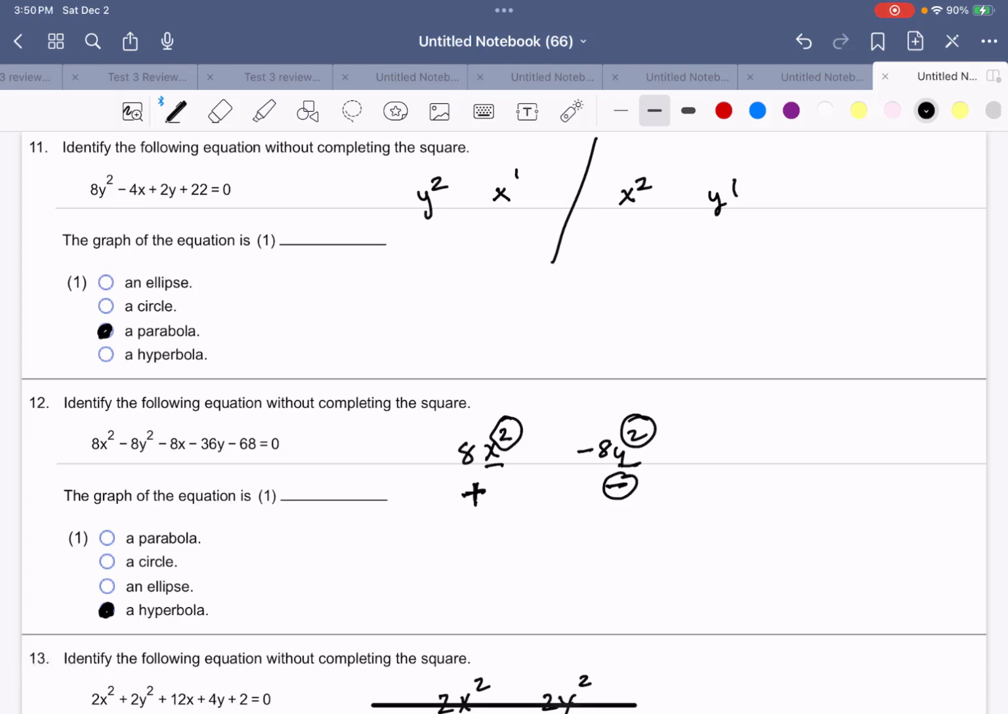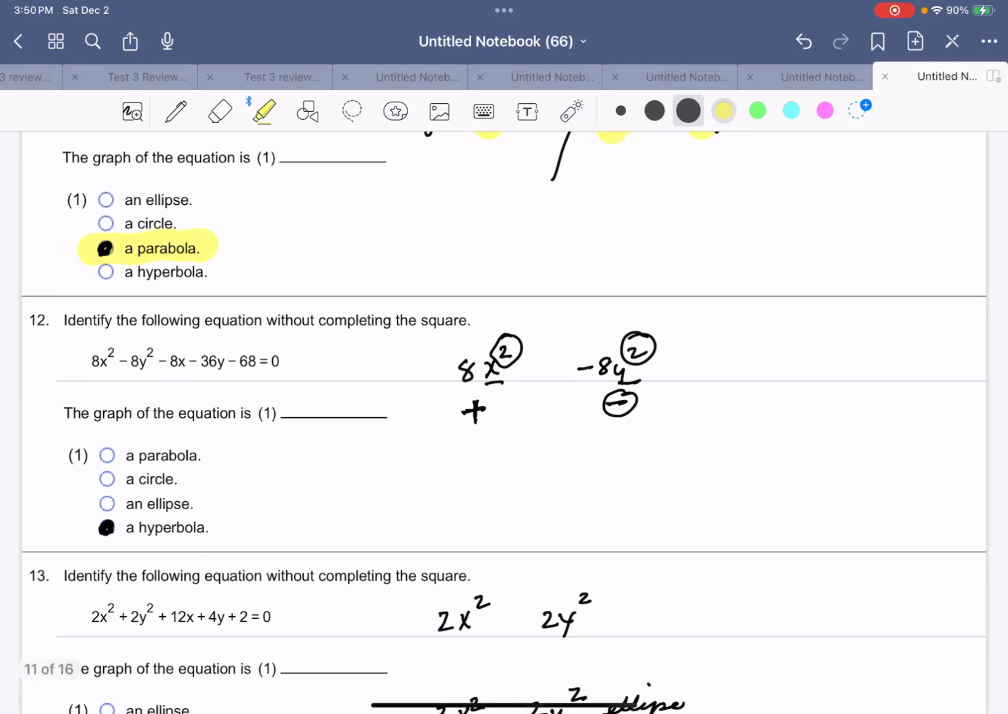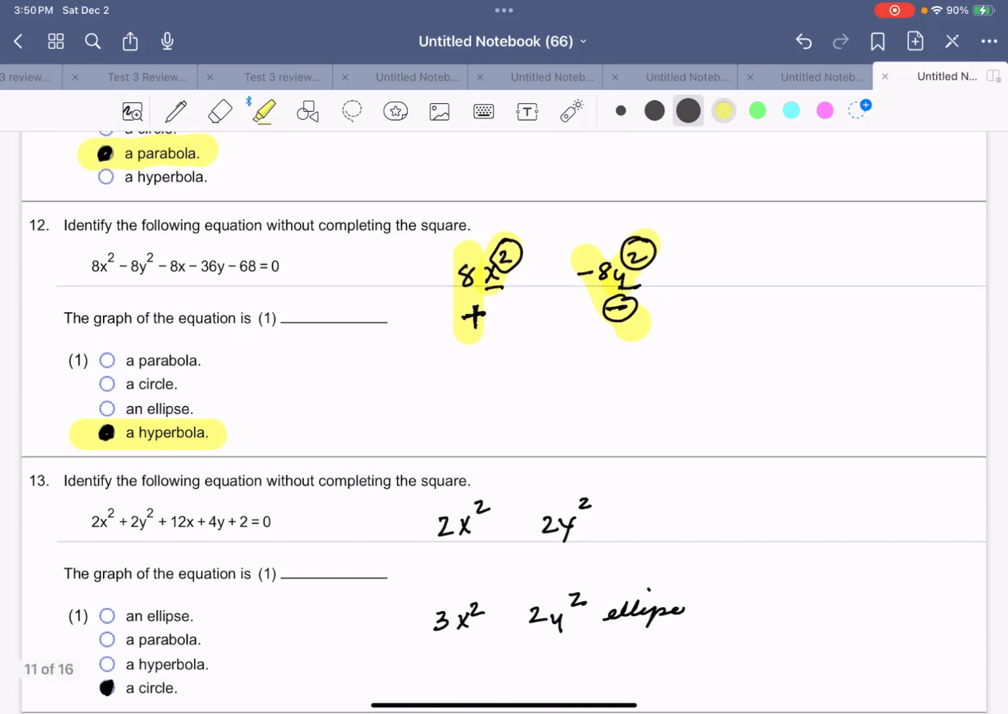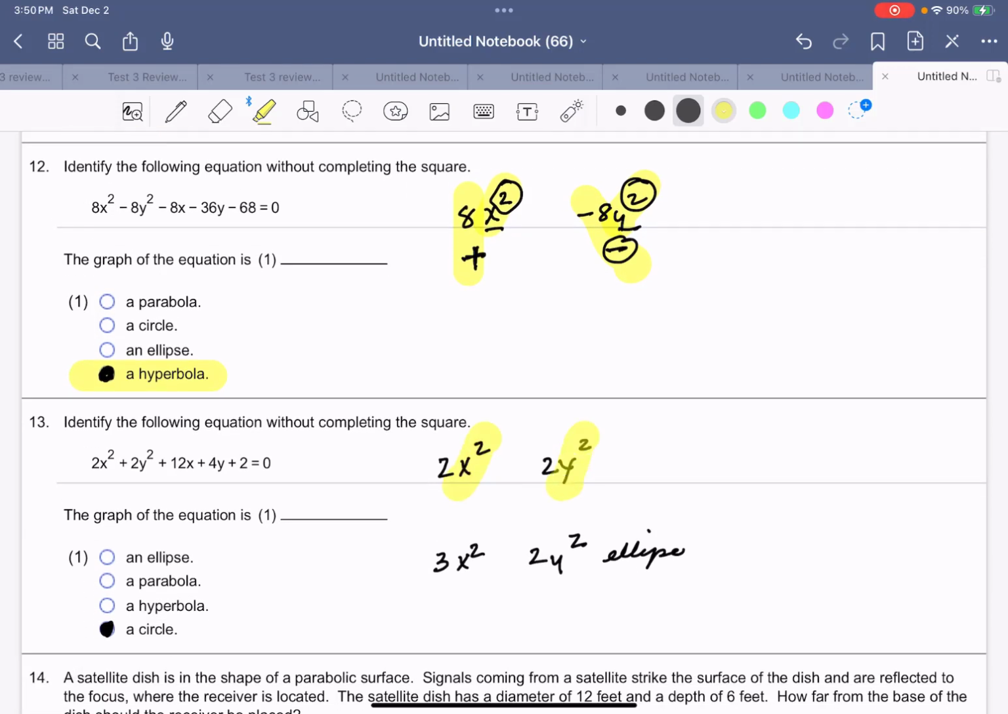When one variable is squared and one is to the first power, doesn't matter which one, it will always be a parabola. When both variables are squared, one has a positive coefficient, the other has a negative coefficient, it will be a hyperbola. If both variables are squared and they have equal coefficients, they could both be positive or both be negative. As long as they're equal, it's a circle. And if you happen to have both squared, both positive or both negative, it's going to be an ellipse if their coefficients are not equal.